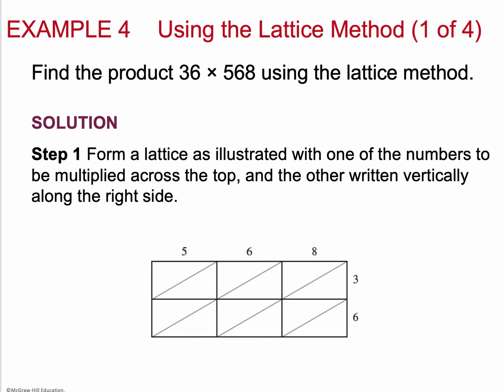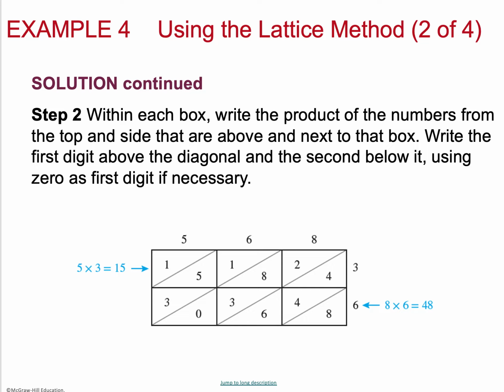So I have 568 and I have 36. Now it doesn't really matter which one you put on the vertical versus the horizontal. That's not really important. Within each box, I'm going to write the product of the numbers from the top and the side. So I have 5 times 3, which is 15. Now notice it's 1 then 5, so I can only have one digit in each triangle.